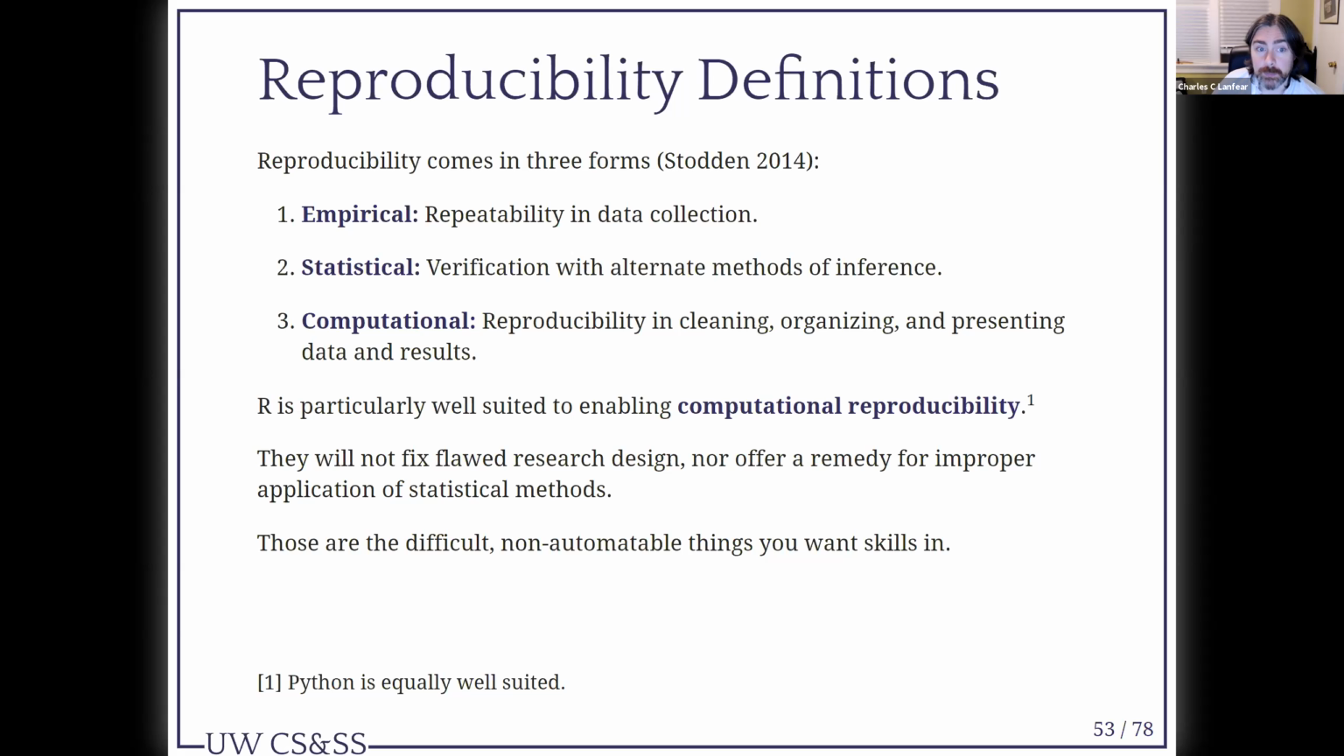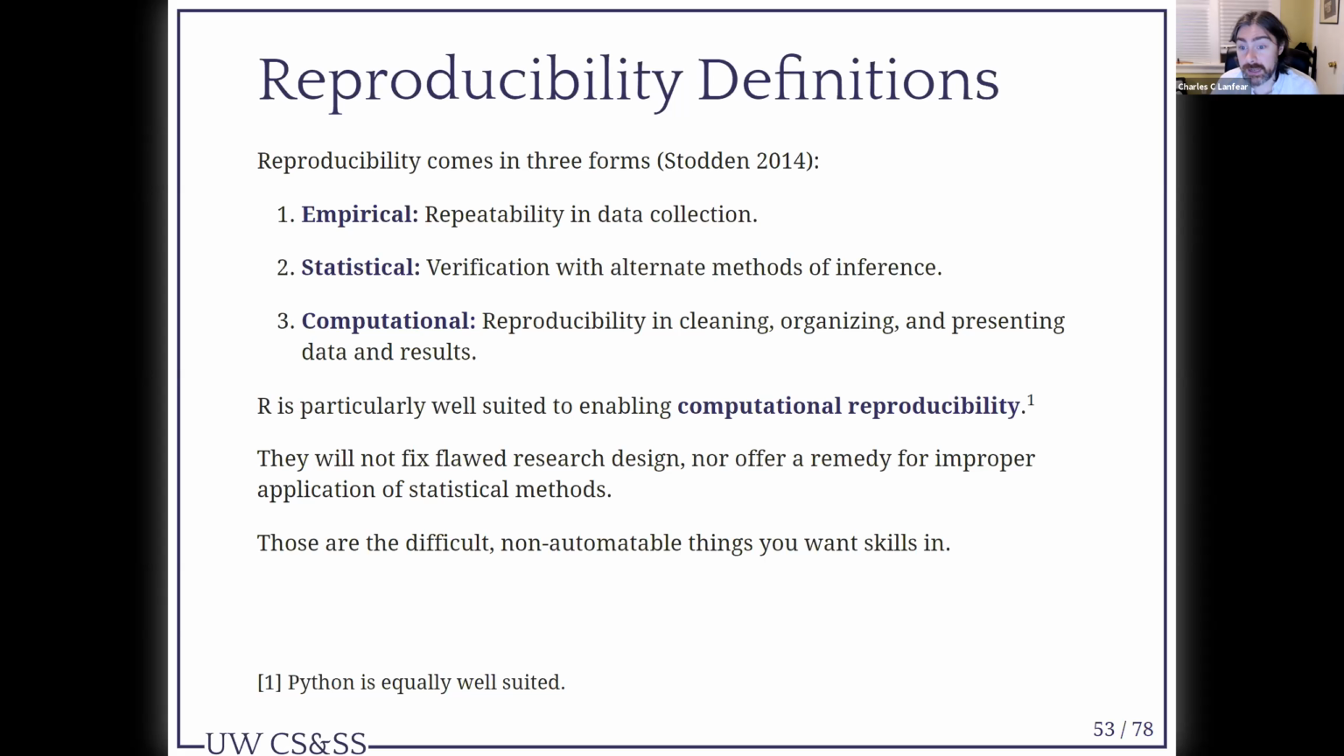That's part of empirical reproducibility, and it won't remedy improper application of stats methods, which is statistical reproducibility. The thing is that empirical reproducibility, that is research design and also statistical methodology, are very difficult things which cannot be automated. That requires a lot of human decision-making, knowledge, things like that. Those are things you want skills in.